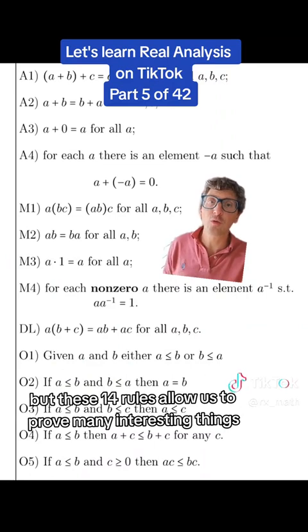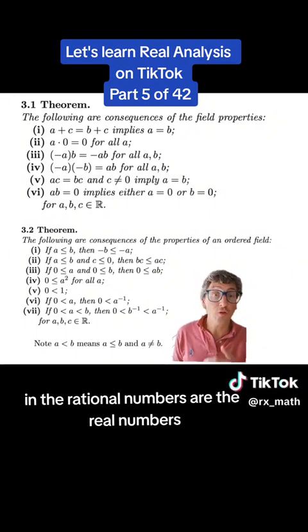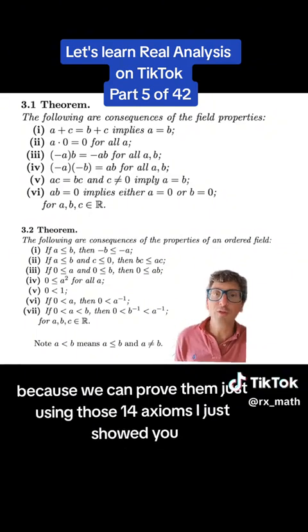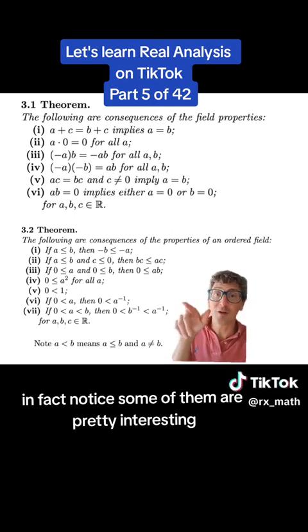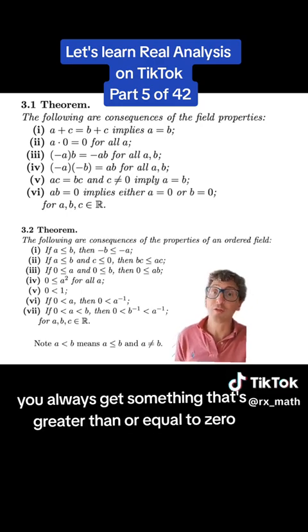But these 14 rules allow us to prove many interesting things about any number system that satisfies these. For instance, in the rational numbers or the real numbers, all of these theorems on the screen are true because we can prove them just using those 14 axioms I just showed you. In fact, notice some of them are pretty interesting, like that if you square any number, you always get something that's greater than or equal to 0.